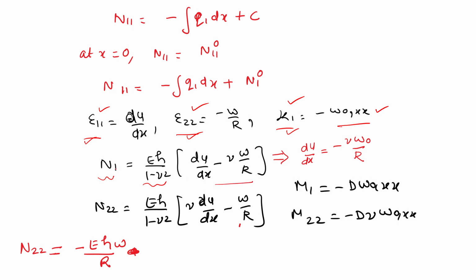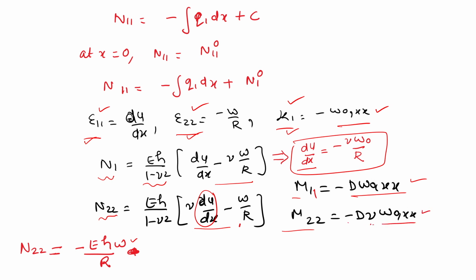Now, we say that Nxx is going to be 0. So, from here du comes minus mu times W by R, and the N22 expression is this. If you substitute this expression here, that gives you the expression of N22 as minus EH by R into W. So, ultimately we are expressing all the variables in terms of the transverse deflection W. So, the moment M11 will be D times W comma xx, and M22 will be minus D mu times W comma xx.